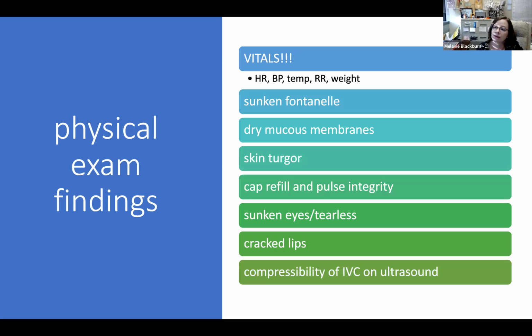What other physical exam finding is important to look at? Capillary refill. Cap refill, okay. One more I'm looking for.